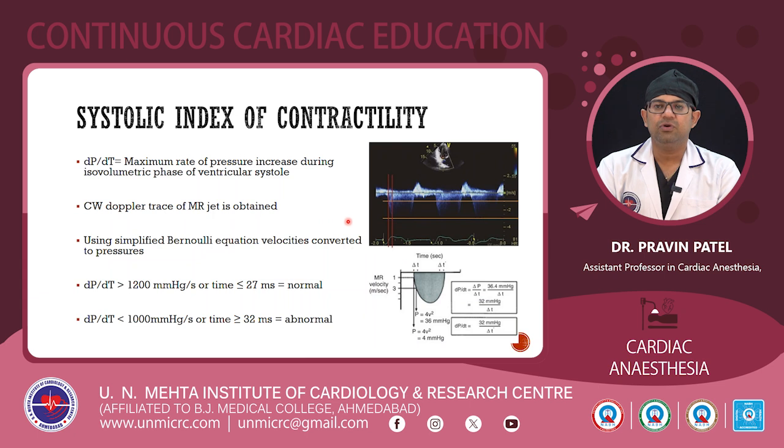In the jet, during the isovolumetric phase, from 1 to 3 meters per second, you measure the time. That velocity, using the Bernoulli equation, gets converted into pressure. So if the dP by dt is more than 1200 millimeters of mercury per second, or the change in time is less than or equal to 27 milliseconds, then it is normal. But if the change in pressure is less than 1000, or the time is higher, approximately more than 32 milliseconds, then it is abnormal.